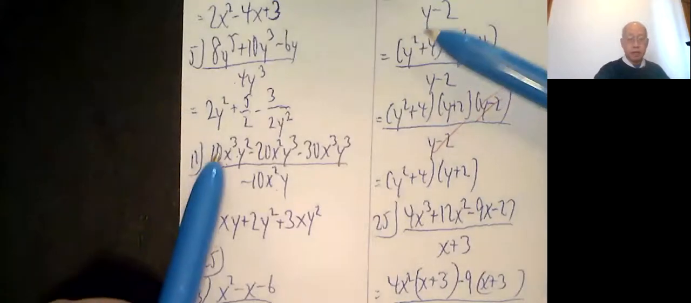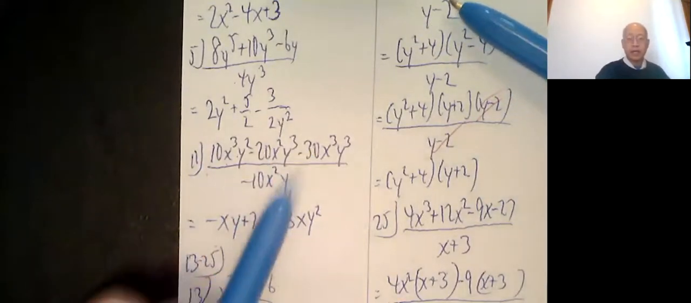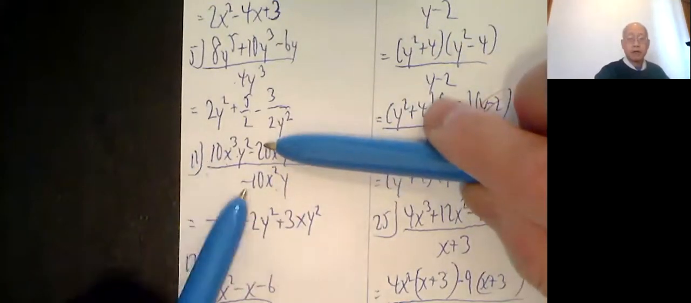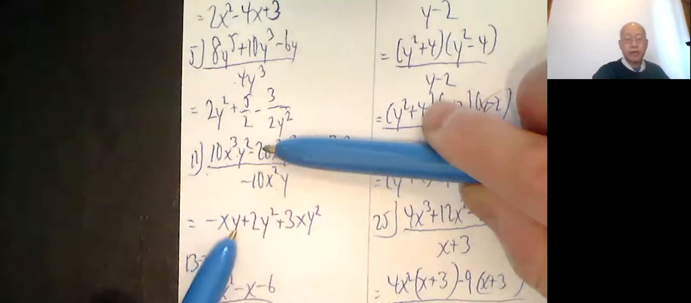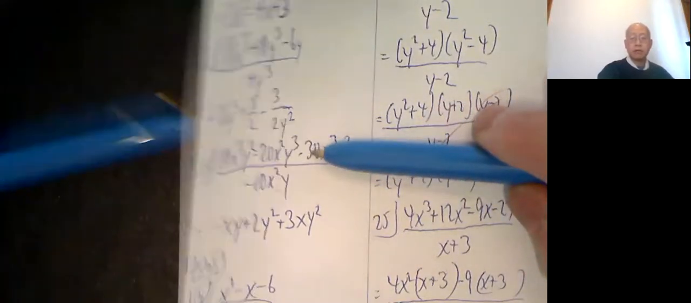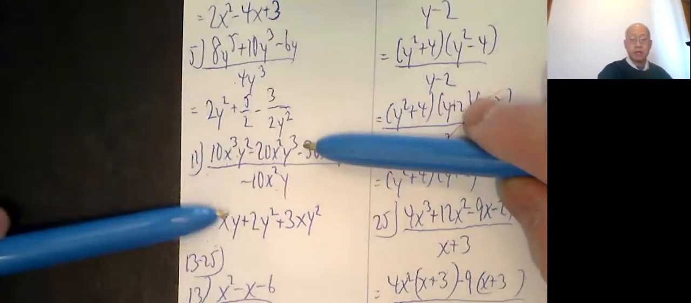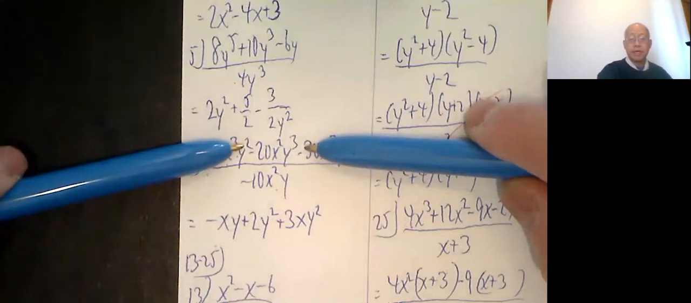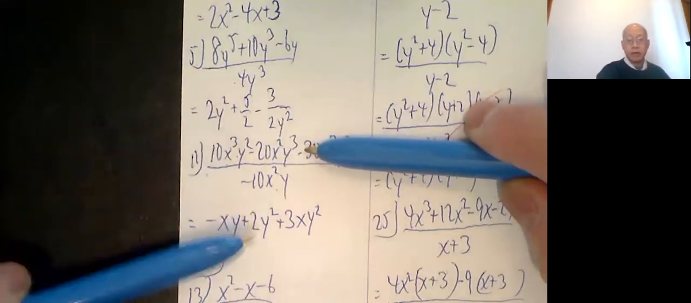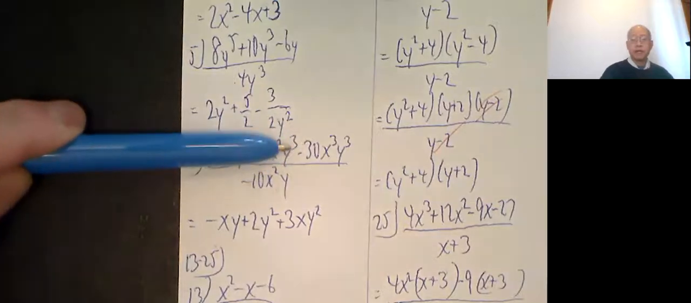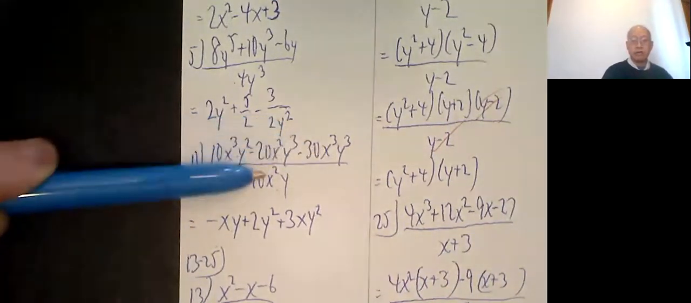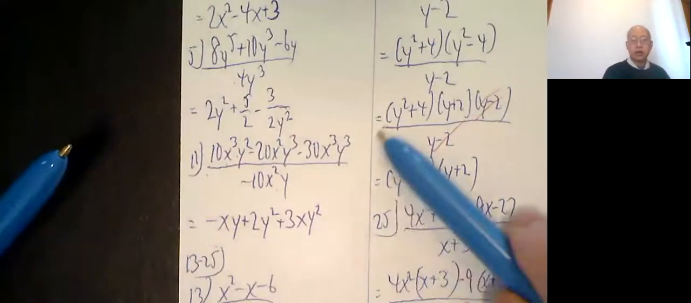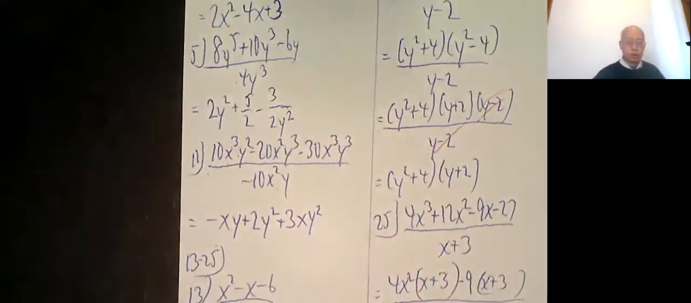And then 11, so that divided by that, that divided by that, that divided by that. So 10 divided by negative 10 is negative 1, or just put the negative sign. X cubed divided by x squared is x. Y squared divided by y is y. Then the middle, negative 20 divided by negative 10 is 2. X squared completely cancels out. Y cubed divided by y is y squared. And the last one, negative 30 divided by negative 10 is a positive 3. X cubed divided by x squared is x. Y cubed divided by y is y squared. Okay.